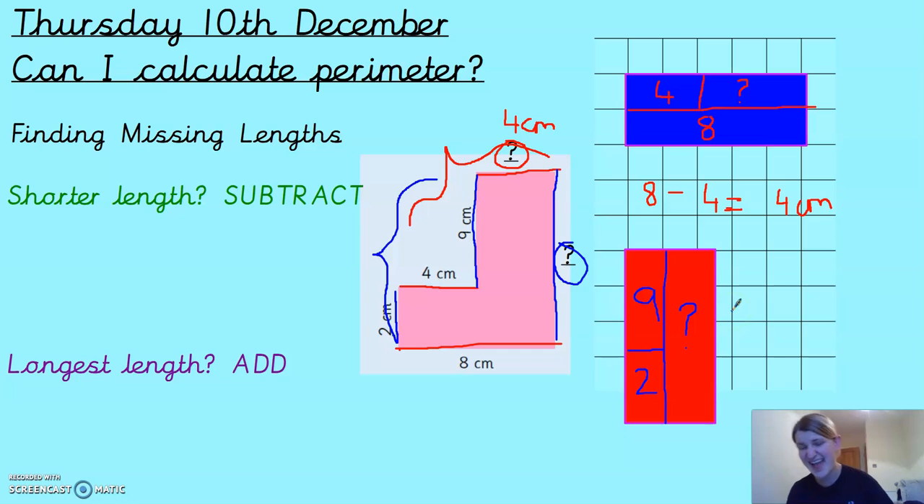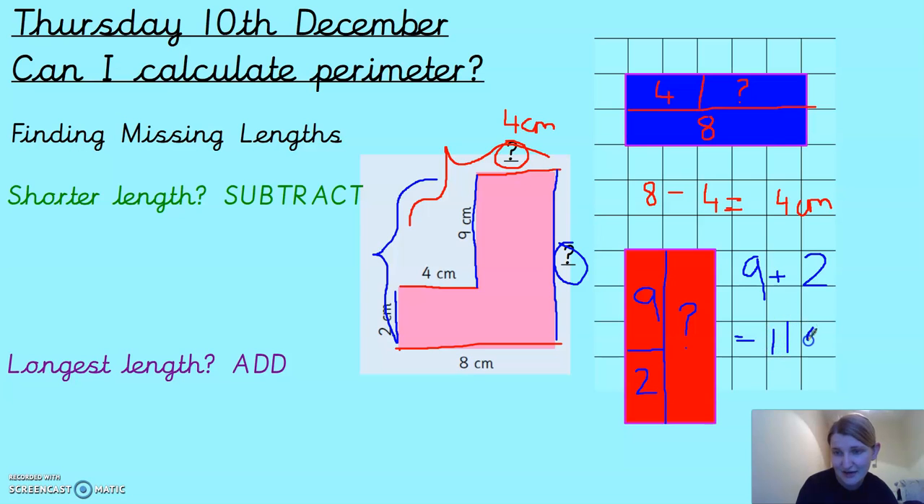So this time I can add them to find out the missing one. So 9 add 2. Oh, my email is popping off. I do apologise, guys. There we go. I add those two together. I'm going to get 11 centimetres.